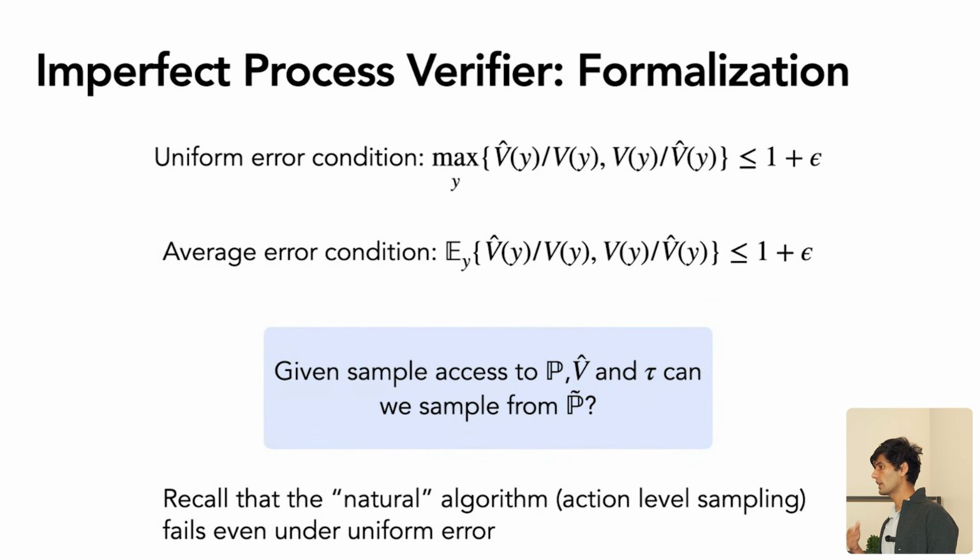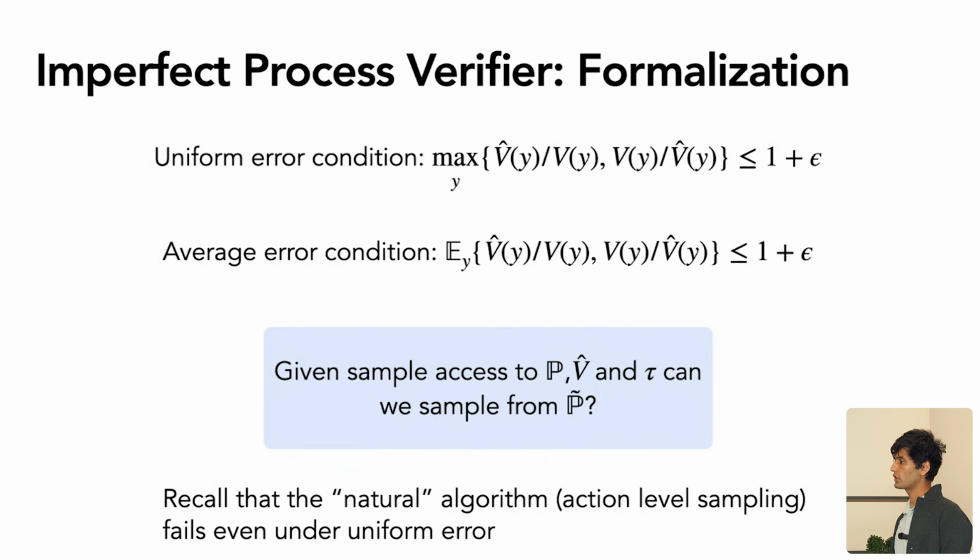Perhaps more naturally in learning settings, you should think about the average version of this, where for a typical token you have this error, and I'll call that the average error condition. For the rest of the talk, it suffices to think about the uniform error condition, but everything I say has some analog in the average case as well. It just happens to be significantly more complicated to state and reason about.